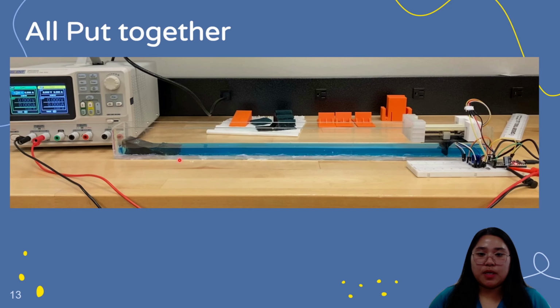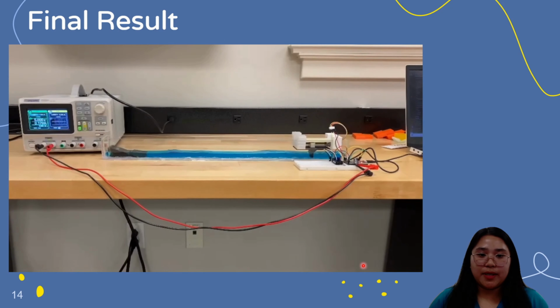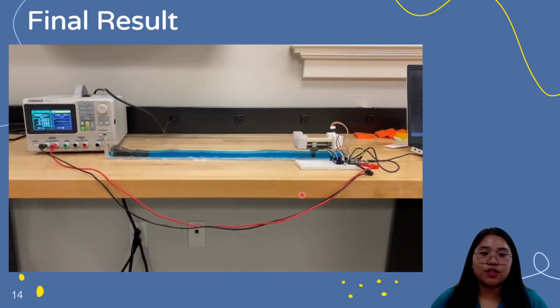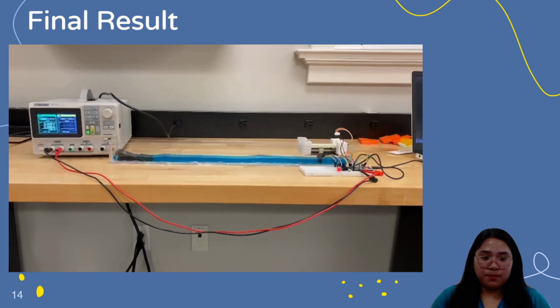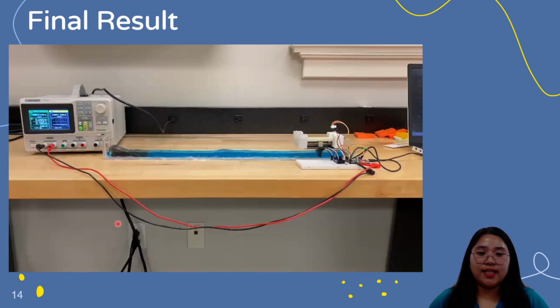So this is what my project looks like all put together. We have our power supply right here. We have the wave absorber. We have the linear stage, the piston, and all the electronics components. And here's a little snippet of the final result of my project. As you can see, we have a few waves in there, and it's getting absorbed by our wave absorber at the end.